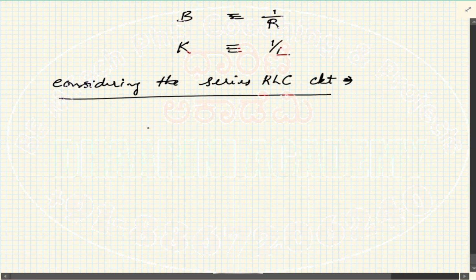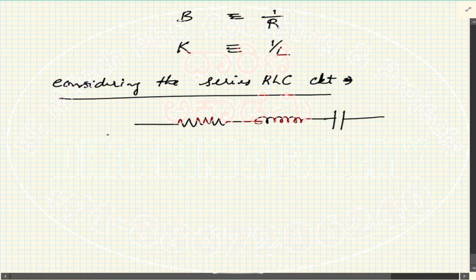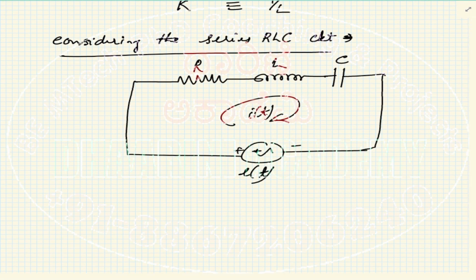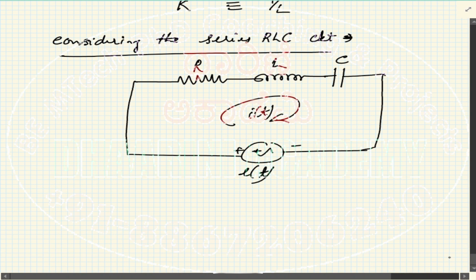In that case, we know the series R, L, and C, and the supply should be a voltage. So this is E of t, and R, L, and C. We assume there is a current I of t in this direction, with plus and minus as marked. Now, how do you relate the voltage and the current?